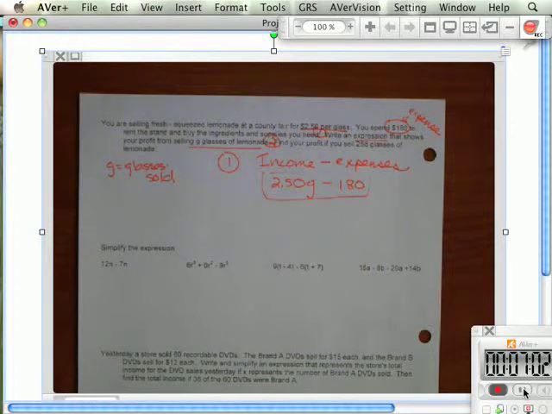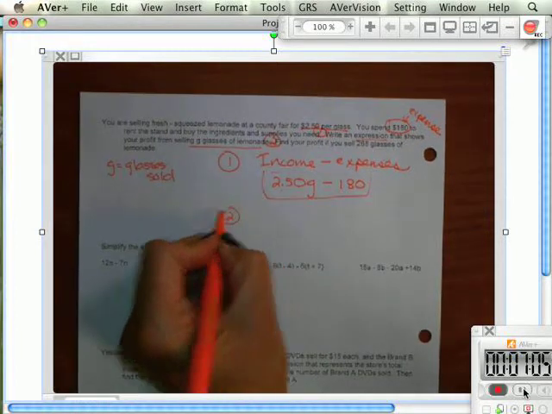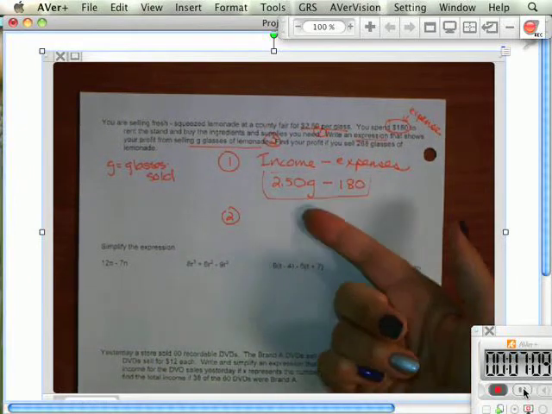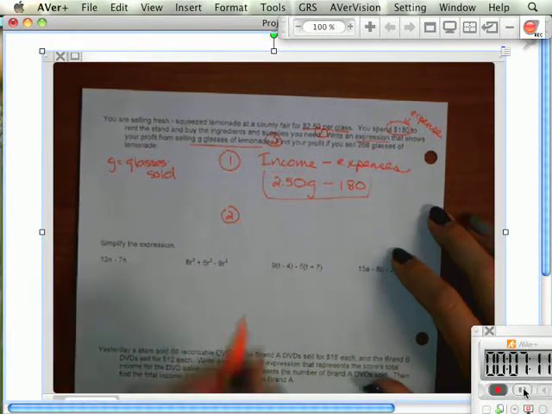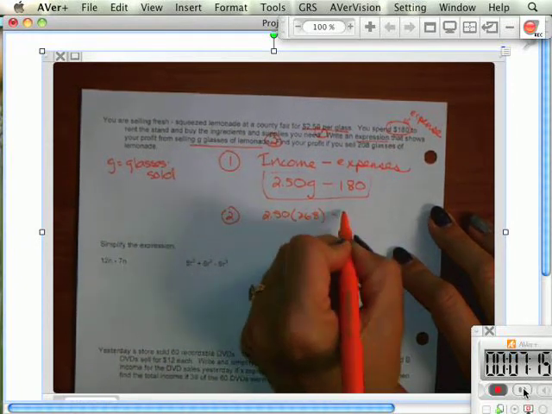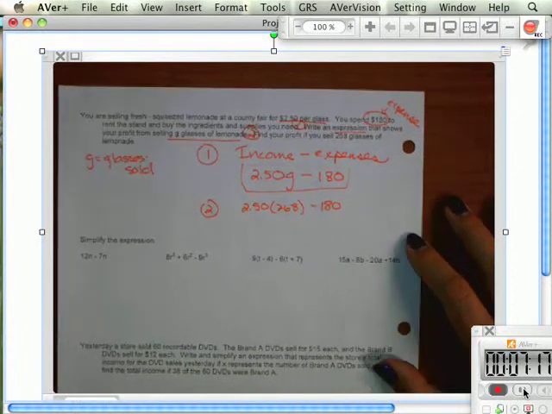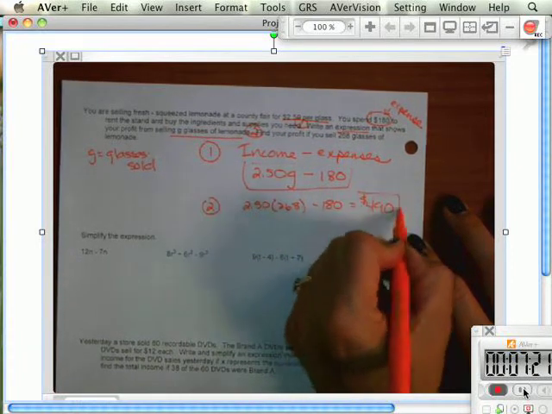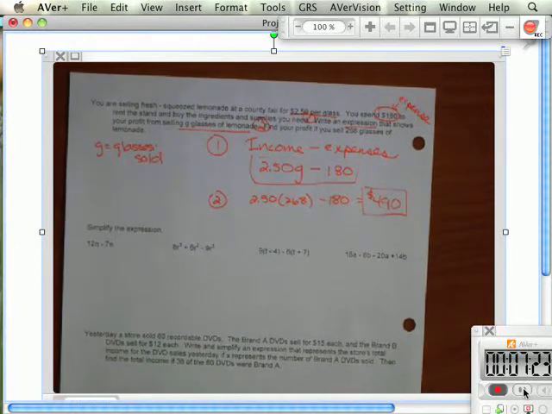Okay. Part two, it says find my profit if I sell 268 glasses. So I'm going to substitute G with 268 glasses. 250 times 268 minus 180. My profit is $490. Good?